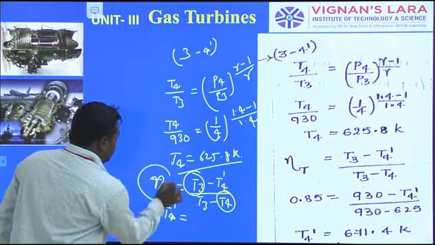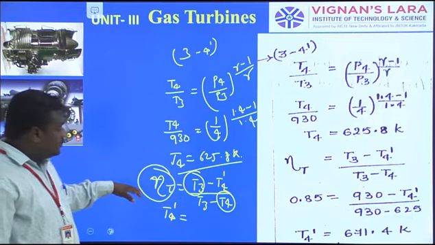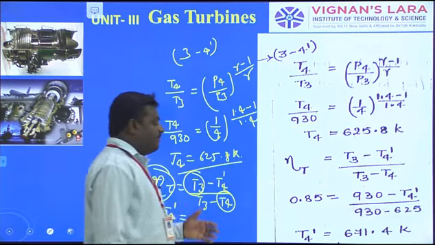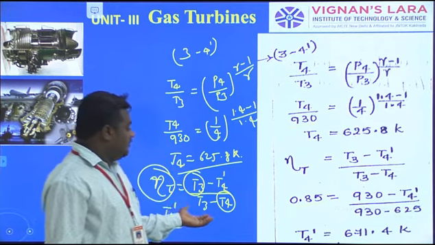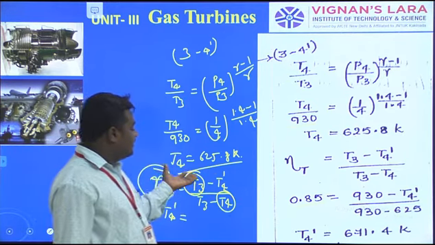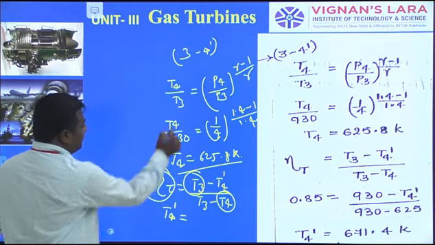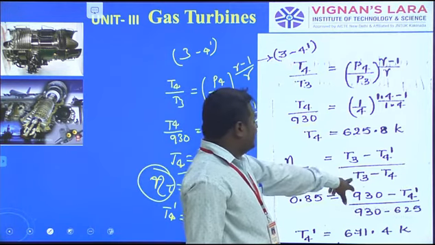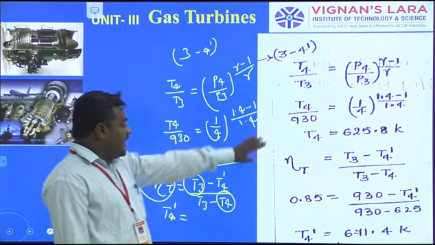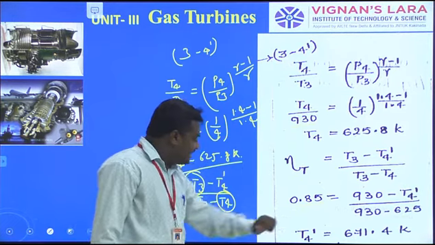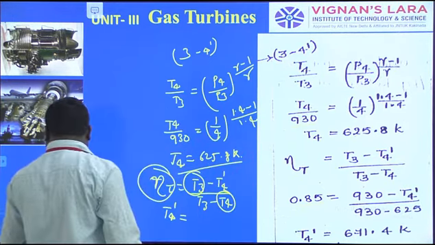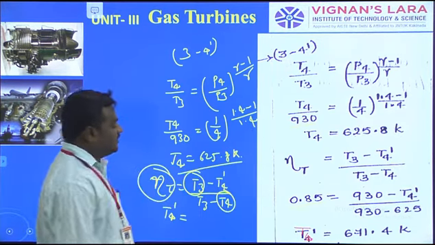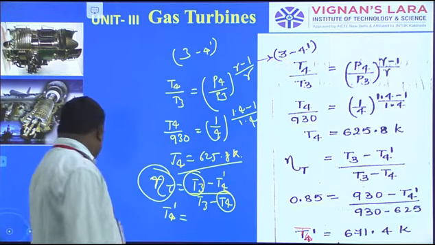So we know that the efficiency of the turbine is 0.85. It is already given in the problem. So we have to substitute these values in the efficiency of the turbine formula, T3 minus T4 dash by T3 minus T4. Then we get T4 dash. Finally, T4 dash equals 671.4 Kelvin. Okay. Is it clear?